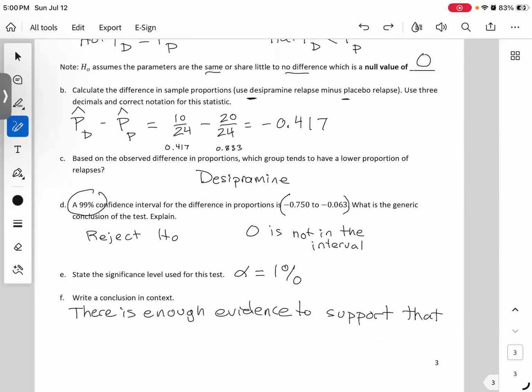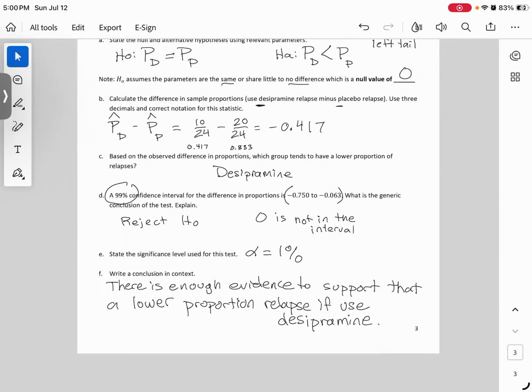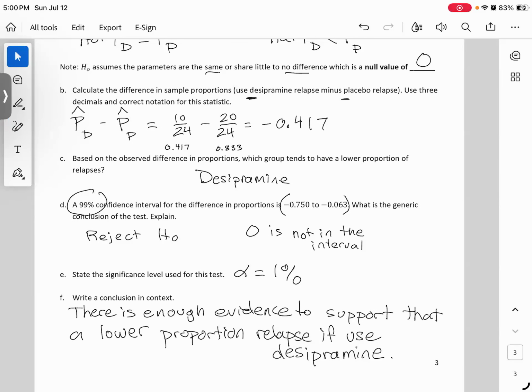And you're welcome to paraphrase it a little bit. There's enough evidence to support that a lower proportion relapse if they use that new drug. And if you write something like that, that is enough. Tying it back into the big overall goal of the story or the study.